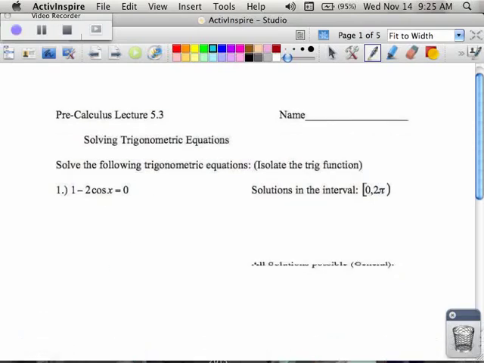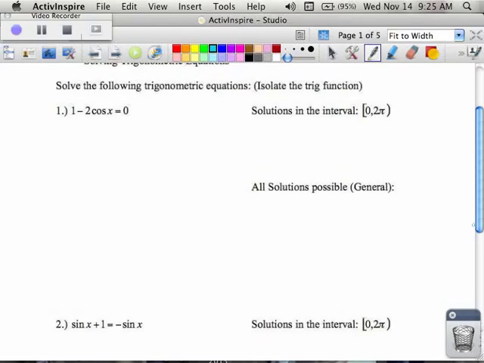So I'm going to talk first about specific examples, and then I'll move on to talk about how we reason that out for our general answers. In number 1, we're solving an equation. In order to solve that equation, I'm going to move the 1 to the other side of the equation. I would then have negative 2 cosine x equals negative 1.